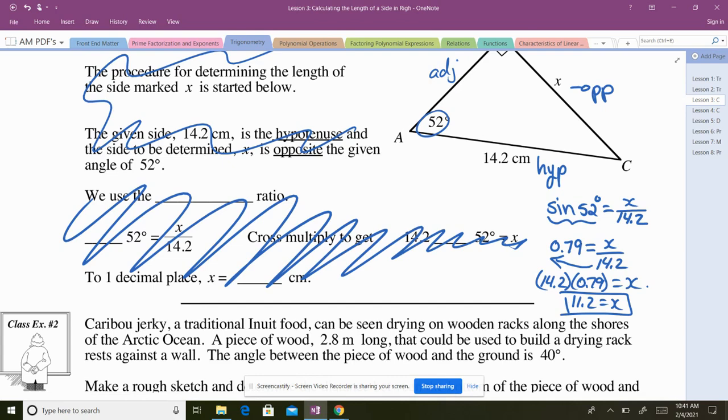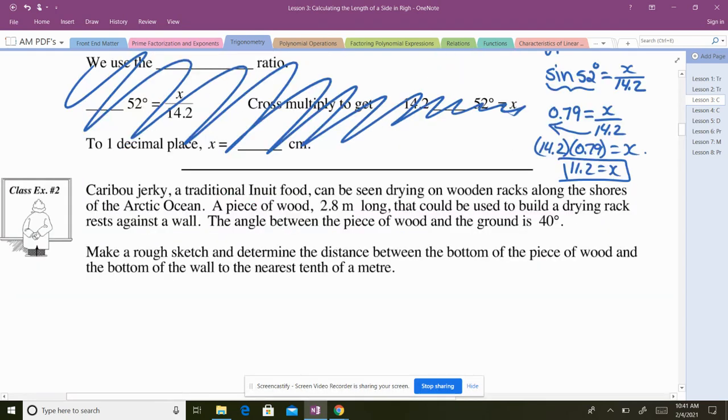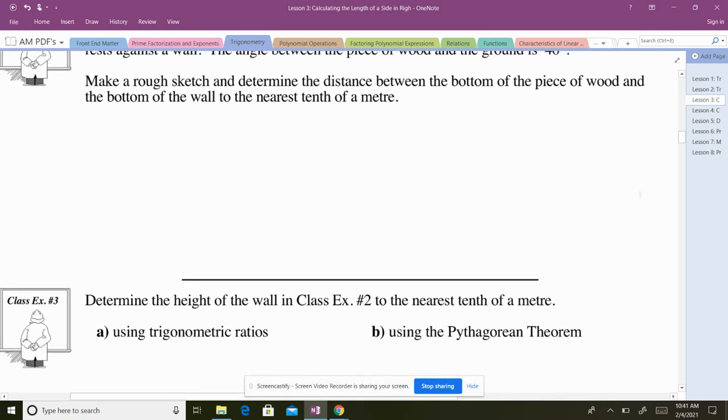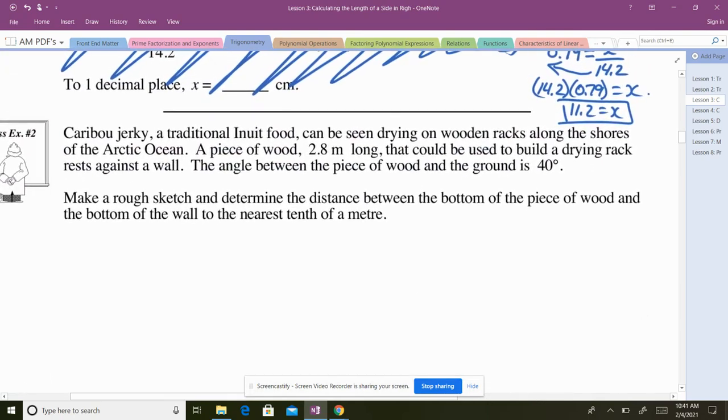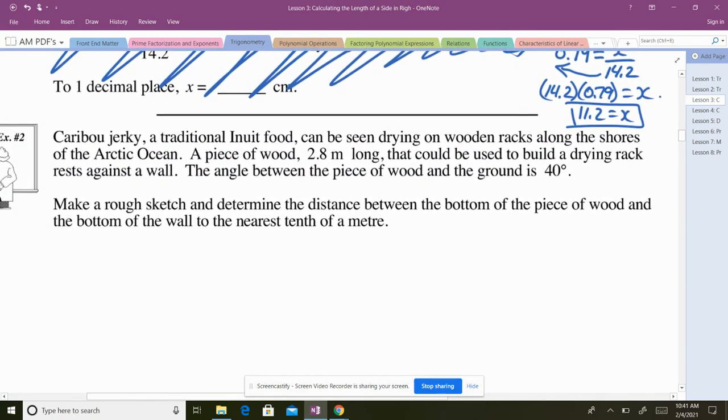All right, we're going to do this again. So, okay, we'll do this word problem. Everybody likes word problems. So they're making jerky. A piece of wood, 2.8 meters long, could be used to build a drying rack. It rests against a wall. The angle between the piece of wood and the ground is 40 degrees.